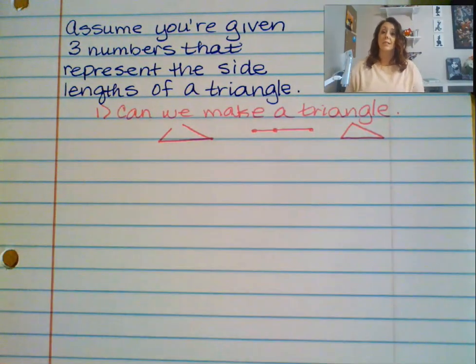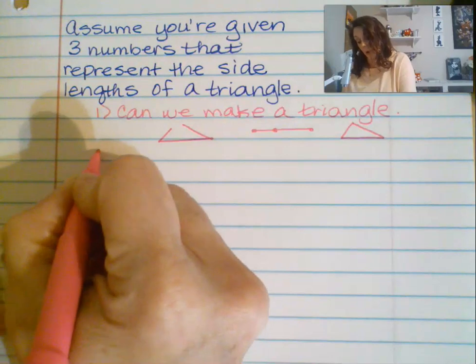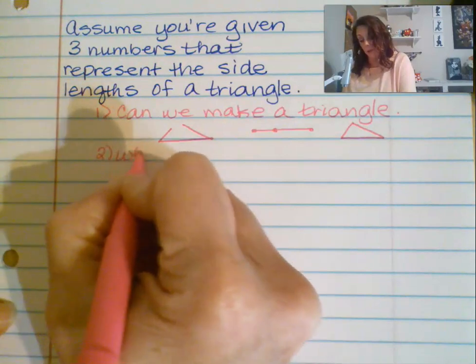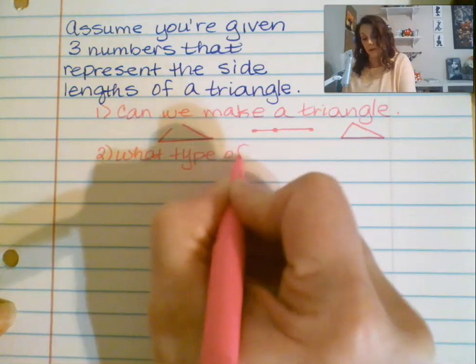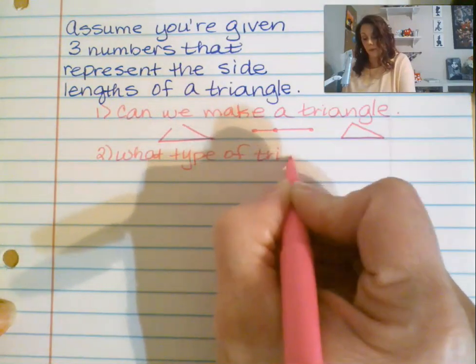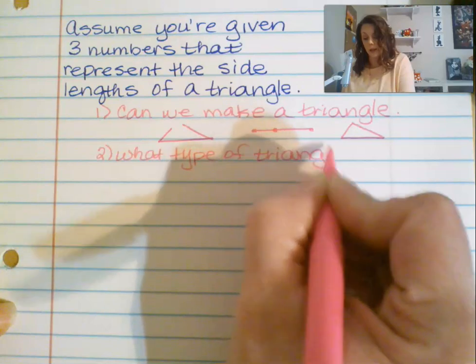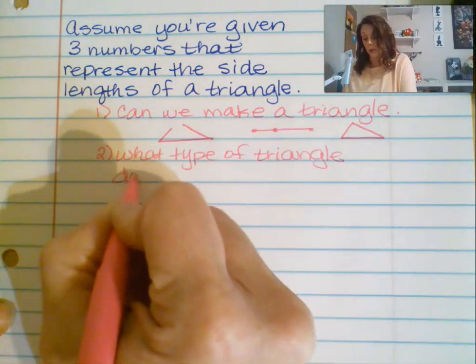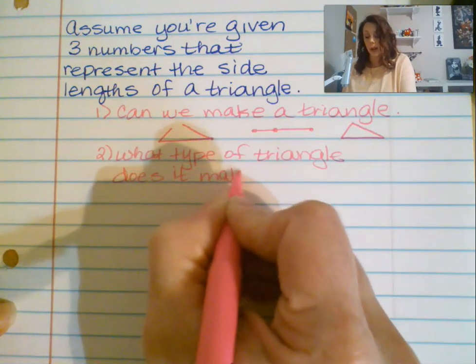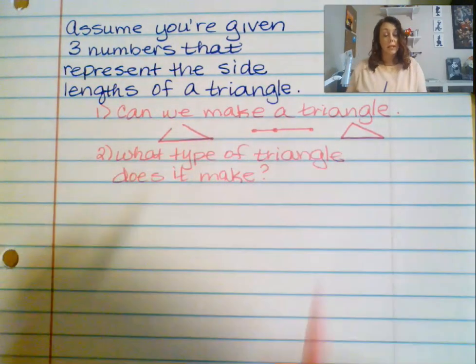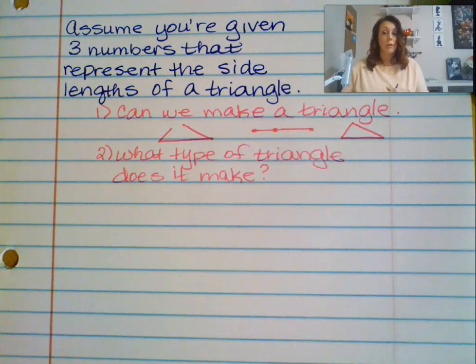Now let's consider the second question. The second question is, okay, now that I know it's a triangle, what type of triangle does it make? There, what we're trying to answer is, is the triangle acute? Is the triangle a right triangle? Or is it an obtuse triangle?